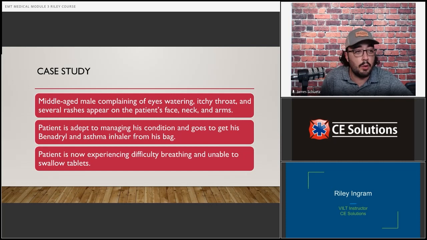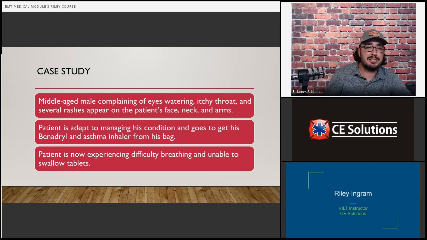The instructor's eyes start watering. Like I said, we've got eyes watering, itchy throat, and several rashes appear on the patient's face, neck, and arms. The patient's really adept at managing his condition. He knows that he's allergic to this, so he knows what he's got to do. So he goes to his bag to get his Benadryl and asthma inhaler. All right. So by the time he gets there, though, he is now experiencing difficulty in breathing, and he's unable to swallow the tablets of Benadryl. And so he cannot take the Benadryl, and he's having difficulty breathing.